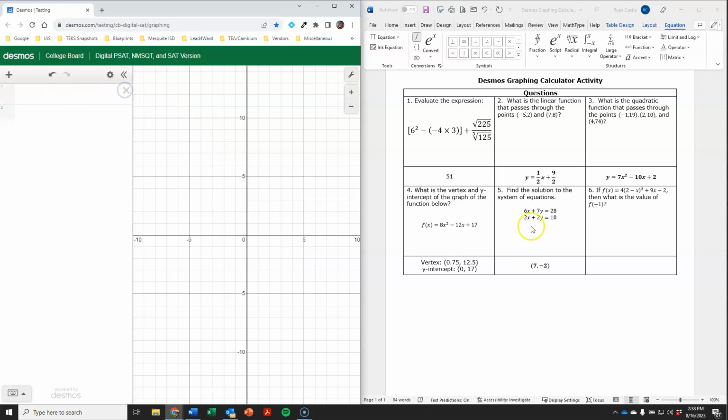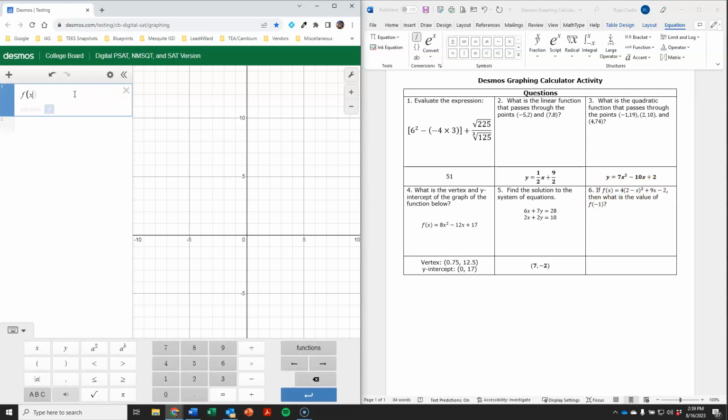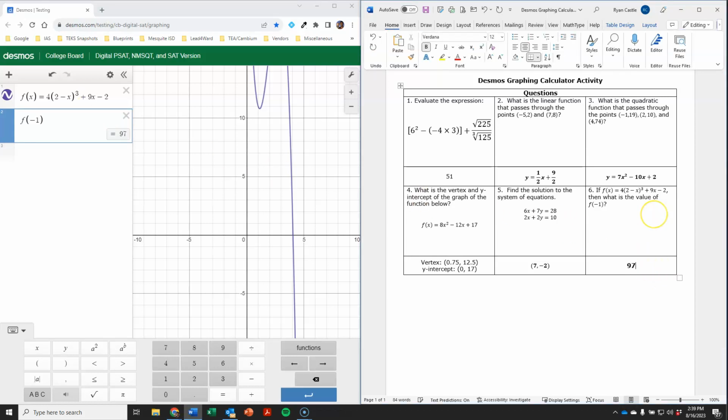Finally, I want to show you how to do function notation using Desmos. And so if we're given a function here, we want to know what the value of f of -1 is. And what's nice about the Desmos graphing calculator is that when you type that function in, it will allow you to evaluate it at any x value. And so typing it in, making sure we don't have any typos, and then on the second line, just typing in f of -1, and it tells me immediately, with very little work on my part, that the answer is 97.